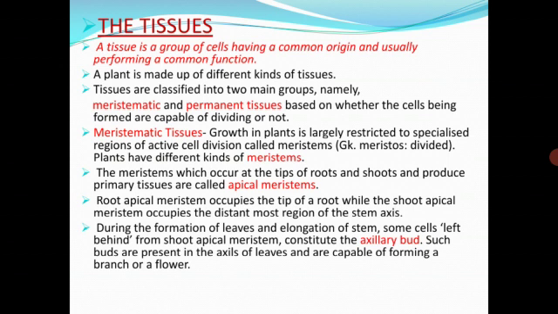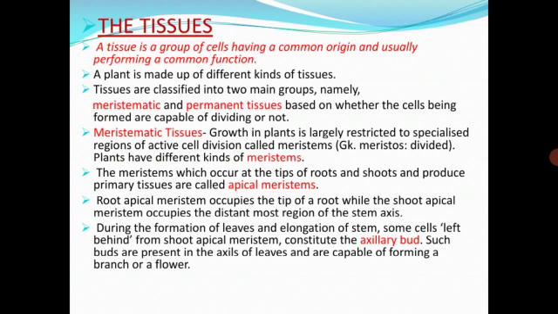A plant is made up of different kinds of tissues. These tissues are classified into two main groups, namely meristematic and permanent tissues, based on whether the cells being formed are capable of dividing or not. So, depending upon whether they are capable of dividing or not, two types of tissues are described: meristematic and permanent tissues. Meristematic tissues.